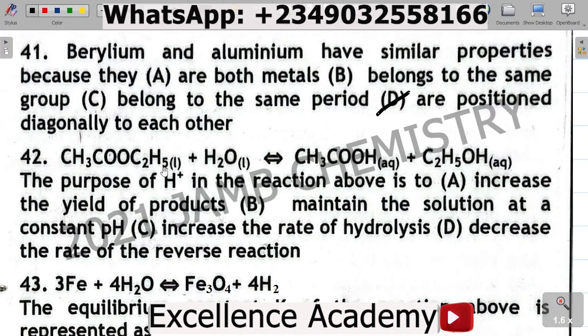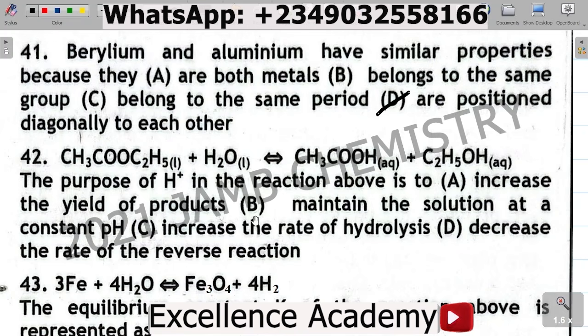Question 42. You have this. This is ethyl ethanoate plus water produces ethanoic acid plus ethanol. The question here says the purpose of hydrogen ion in the reaction above is to A, increase the yield of products, B, maintain the solution at a constant pH, C, increase the rate of hydrolysis, or D, decrease the rate of the reverse reaction.